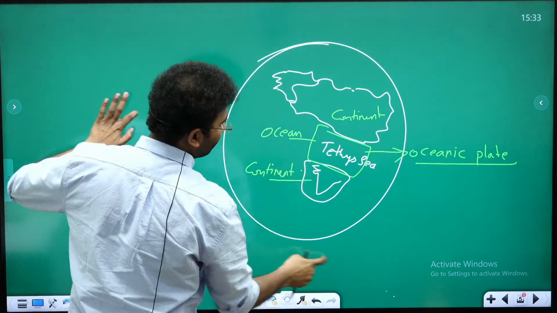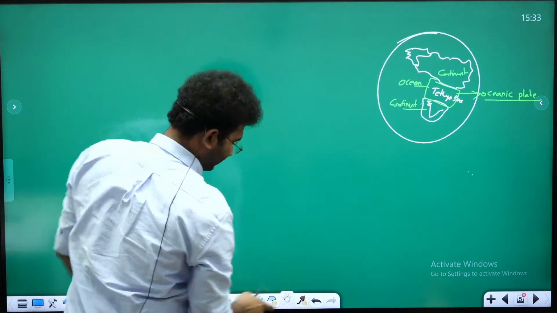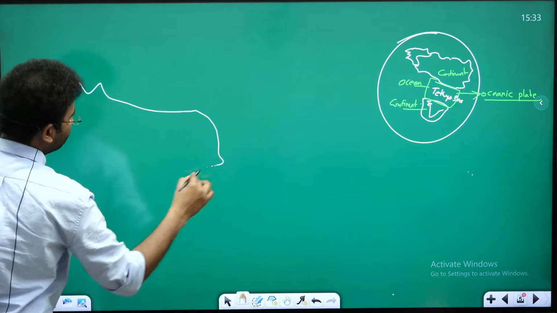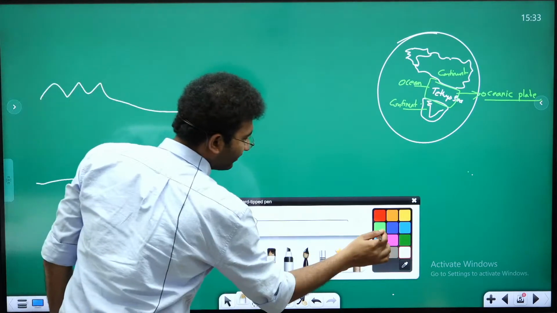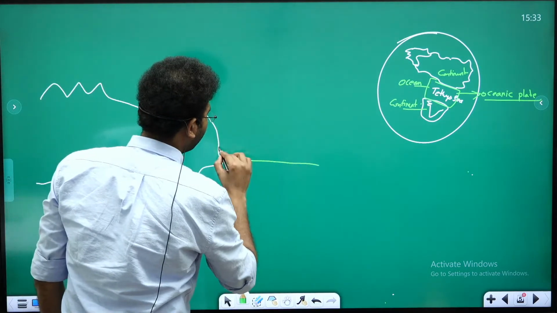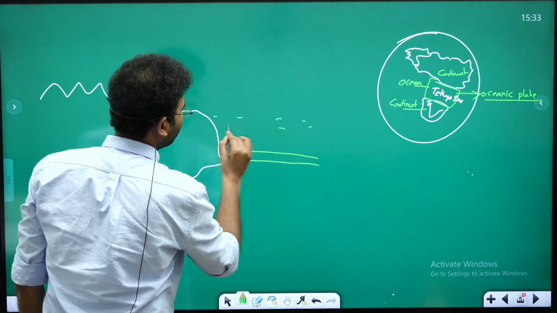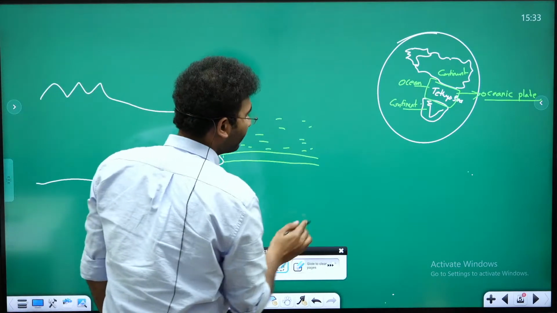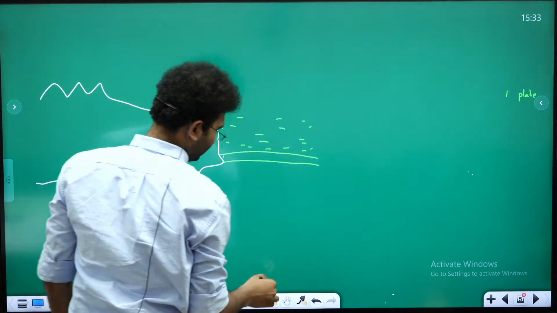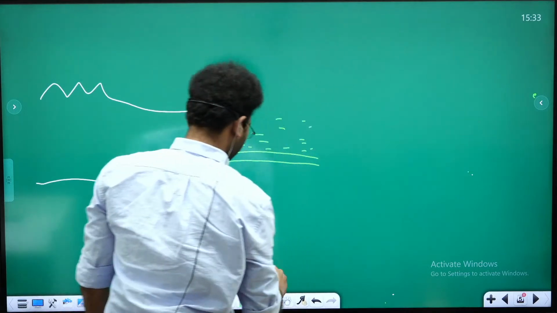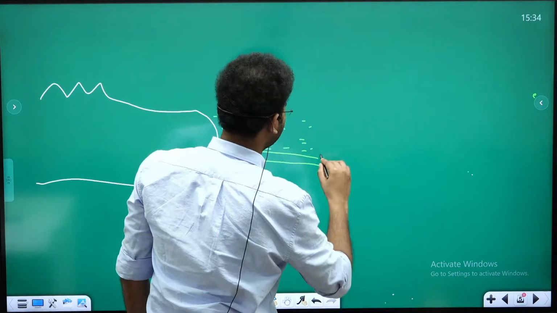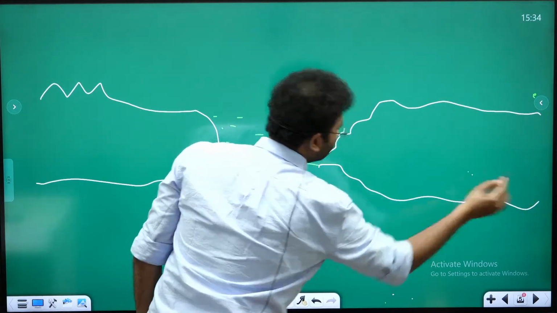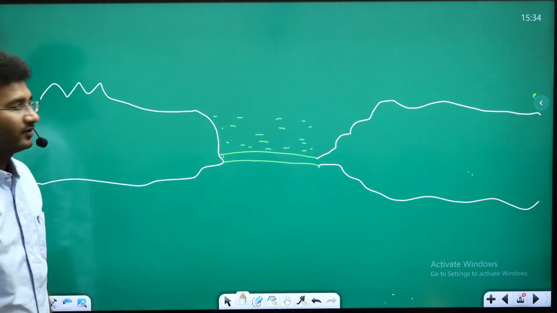It's like this. If I have to draw this, imagine this is your continent, right? And in between you have a small plate which is ocean, and then you have, let me erase this, you have the Tibetan plate, and this is your Tibetan plate, right?